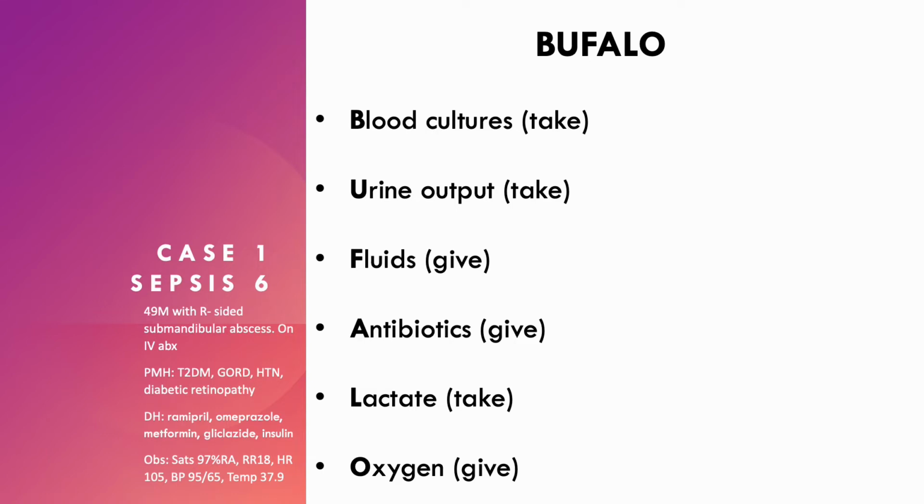You want to accurately measure how much urine the patient's producing and give them a fluid challenge, and you may need to contact ICU about these patients. You may also do a urine dip to rule out any urinary sources of infection. So that's our sepsis 6.